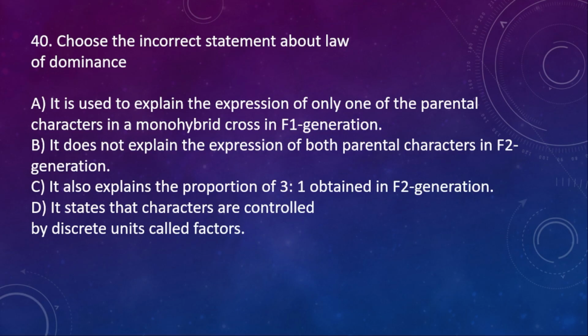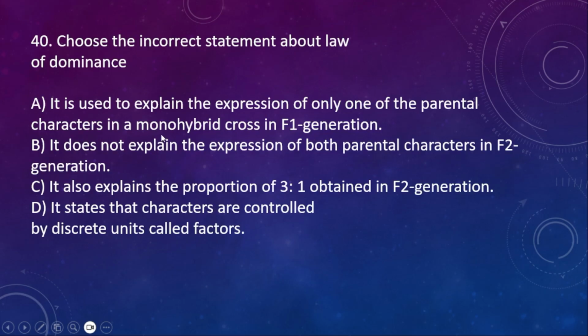A. Option A. It is used to explain the expression of only one of the parental characters in the monohybrid cross in F1 gen. This one is correct. B. It doesn't explain the expression of both parental characters in F2 generation.